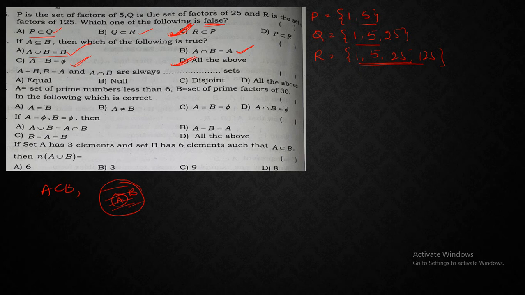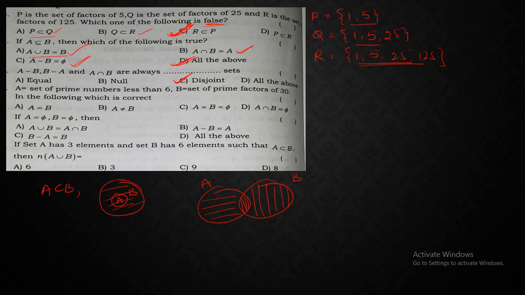Next, A minus B, B minus A and A intersection B are always what? If you observe the figure, this is A minus B, right? If this is set A and this is set B, this is A minus B, this is B minus A, and this is A intersection B. If you observe these three parts, none of them touch each other, right? So that means these three sets are disjoint sets.